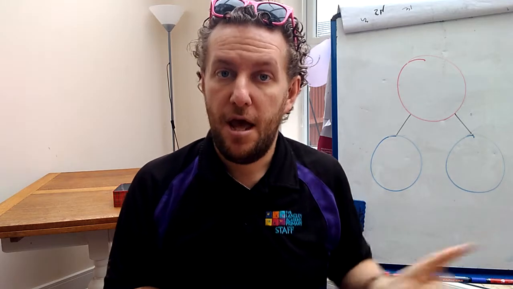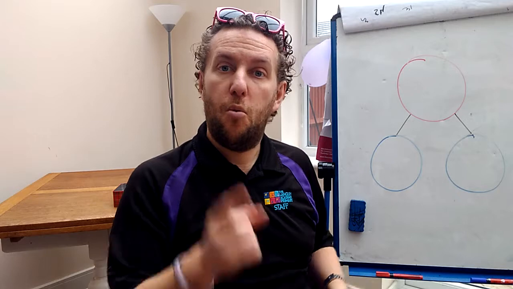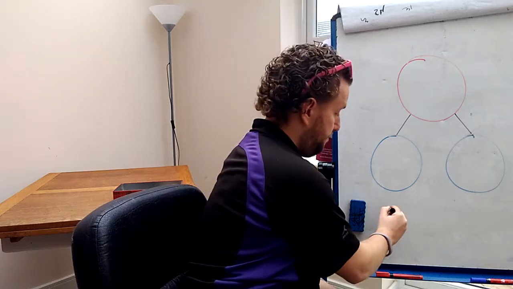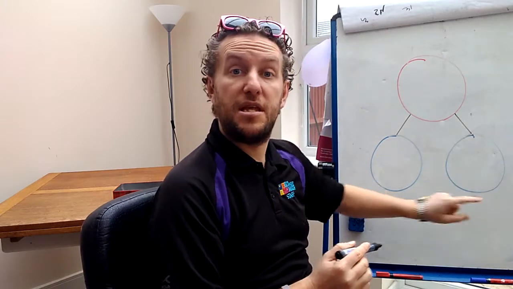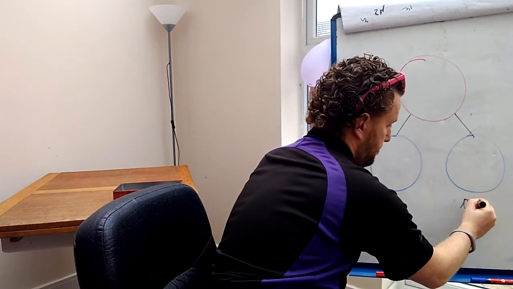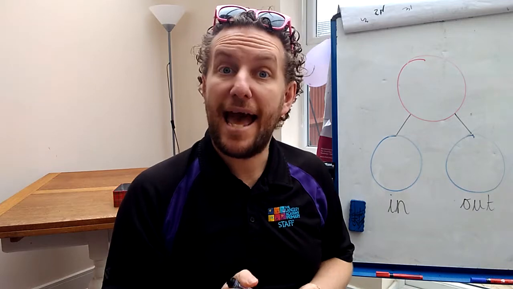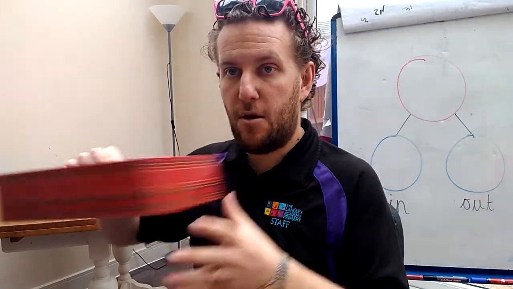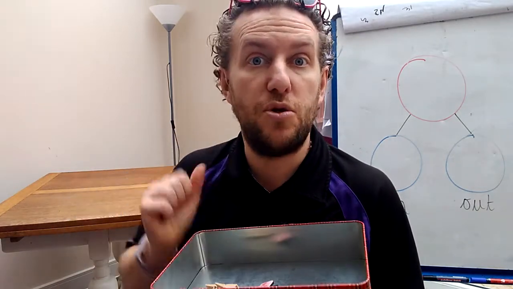Let me demonstrate. First, as always, we need to designate these two boxes, one for going in and one for going out. So I'm going to say this one is all the ones for in, and this one is all the ones that go out. There you go. In and out. Then I've got my box. Now I do have 10 objects in here. I do have 10, but I'm not going to use all of them.